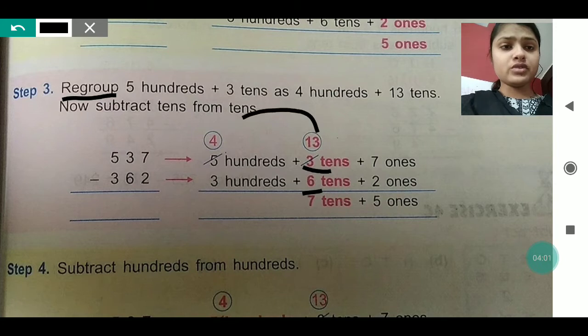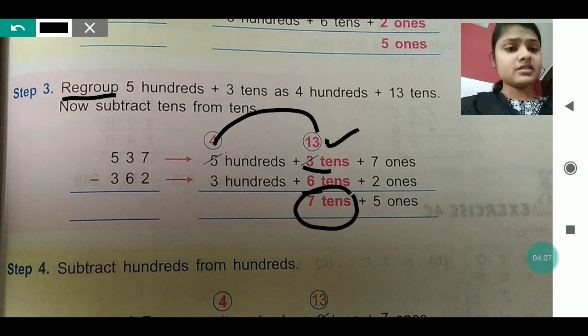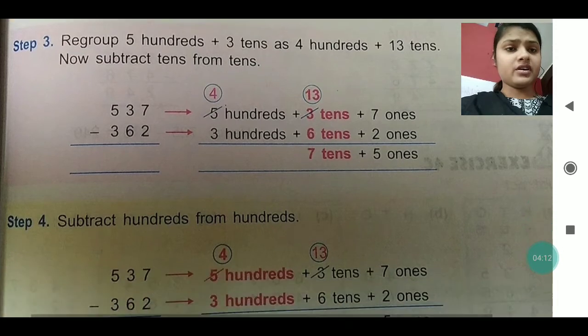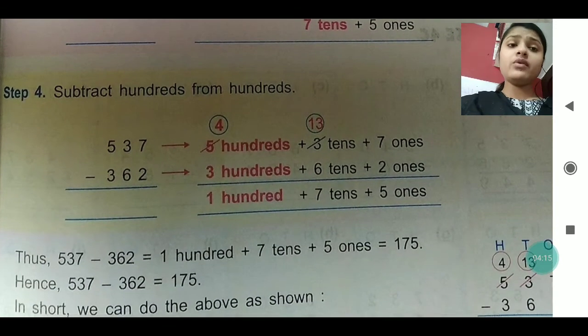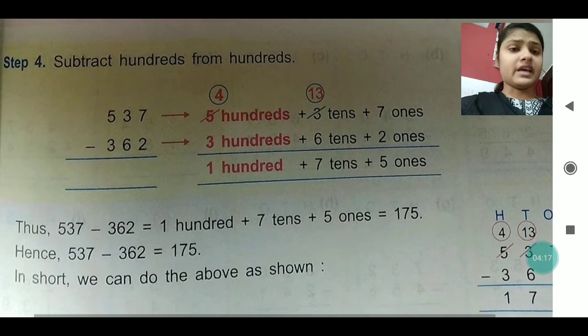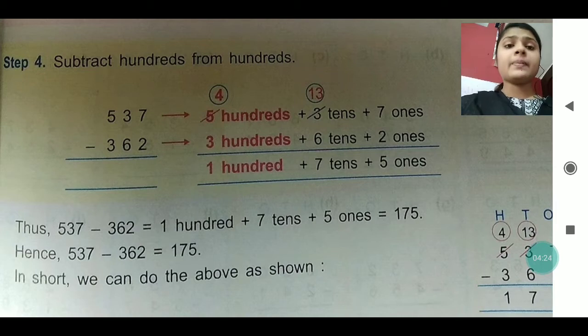So we will go to the 5 for taking one carry and it will become 13. 13 minus 6 will be 7. Here we will get 4 left. 4 minus 3 will be 1. So we will get 175. This is the difference which we get after subtracting 537 minus 362. We are getting 175.